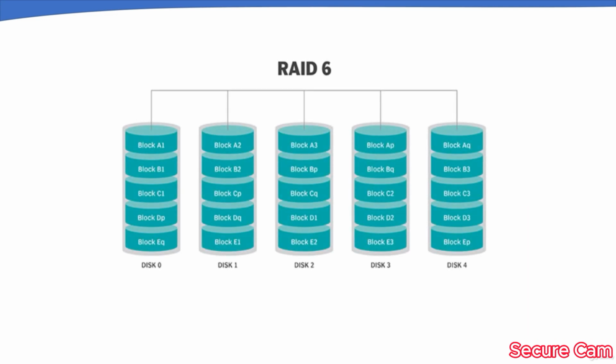RAID 6, striping with double parity. It is the same as RAID 5 but with a very little difference. RAID 6 is like RAID 5 but the parity data is written to 2 drives. That means it requires at least 4 drives and can withstand 2 drives dying simultaneously. The chances that 2 drives break down at exactly the same moment are of course very small.